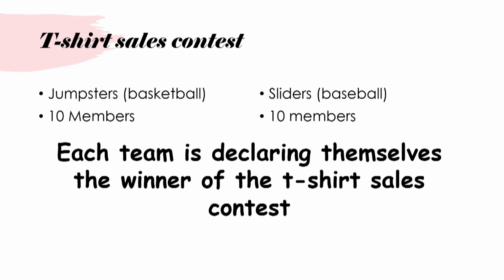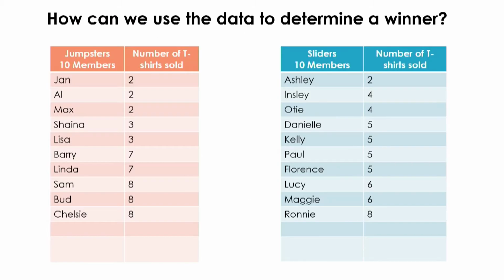So let's get started. Two of our teams at school have been in a T-shirt selling contest. The Jumpsters, which is our basketball team, has 10 members on their team. The Sliders, which is our baseball team, also has 10 members. Each team is declaring themselves the winner of the T-shirt contest. So it is up to us to determine who the actual winner is. Let's look at the T-shirt sales data. We need to try to determine a winner.